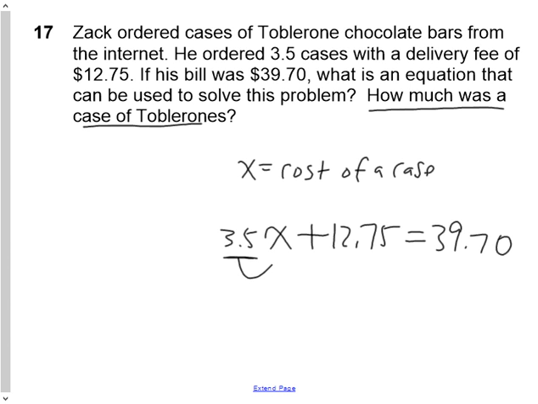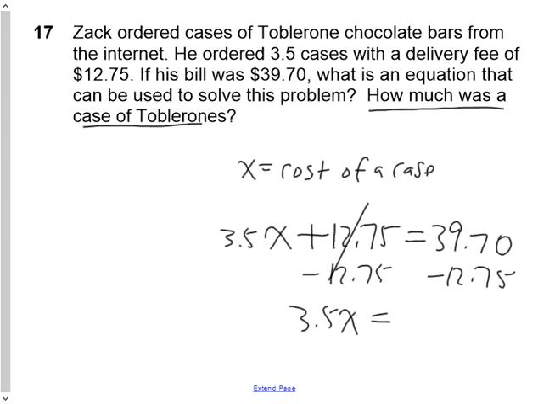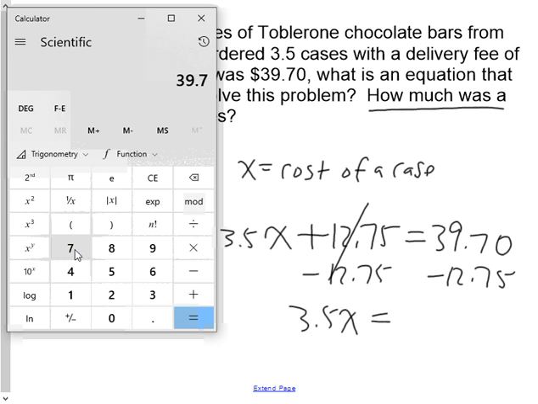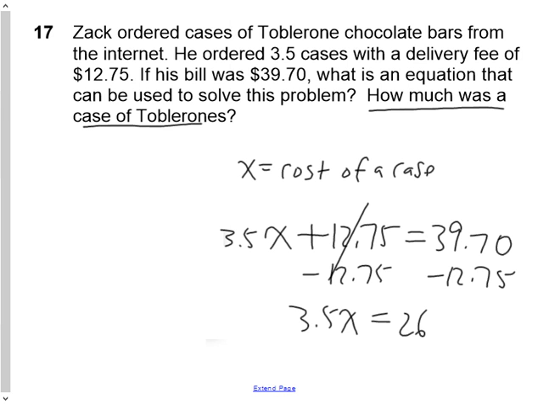3.5 cases, each case, we don't know the cost of each case, multiplied by the cost of the case, plus the delivery fee of $12.75 will equal what you spent. So we're going to remove the delivery fee first from the total cost. So those 3.5 cases really cost $17.05. Is that right? Oh, I better do it on the calculator. So $39.70, it's actually the other way, minus $12.75 equals $26.95. Good thing I used a calculator because I would have got the wrong answer.